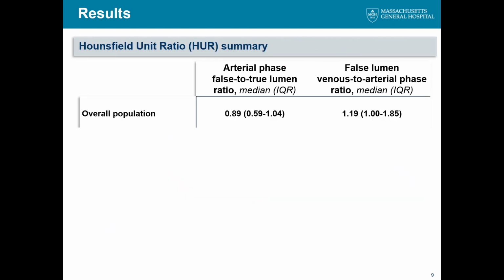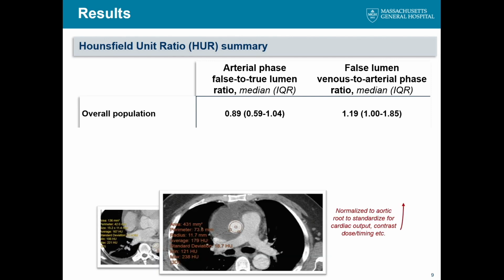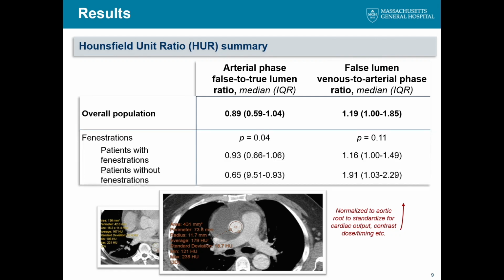Now on to our primary exposure, summarizing the HURs. Our median arterial phase false to true lumen ratio was 0.89, but as you can see with a wide range. Median venous to arterial false lumen ratio is 1.2, again with a pretty wide range. However, the presence of fenestrations, as expected, this is just a schematic of what those look like, led to equilibration of these ratios, here demonstrating that with fenestrations, both ratios are closer to 1 as opposed to without, kind of validating that these are giving a sense of equalization of pressures here.